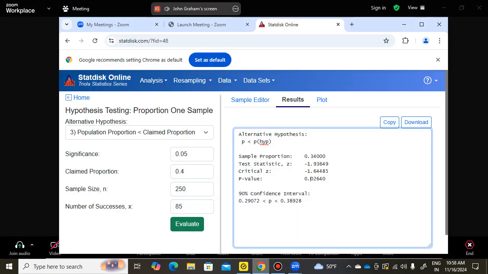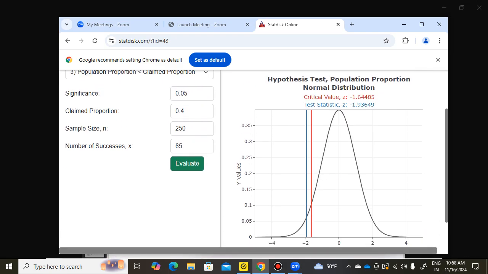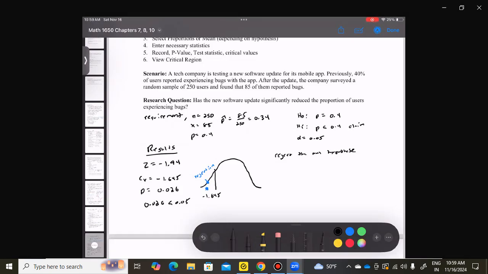So StatDisk shows you the plot, so you don't always have to draw it. The red is our critical value, the blue is our test statistic, and it's to the left of the critical value. So this is considered too low for the 40% to be true. And so we can say in conclusion, we have evidence supporting that the new software reduces the bug issue.